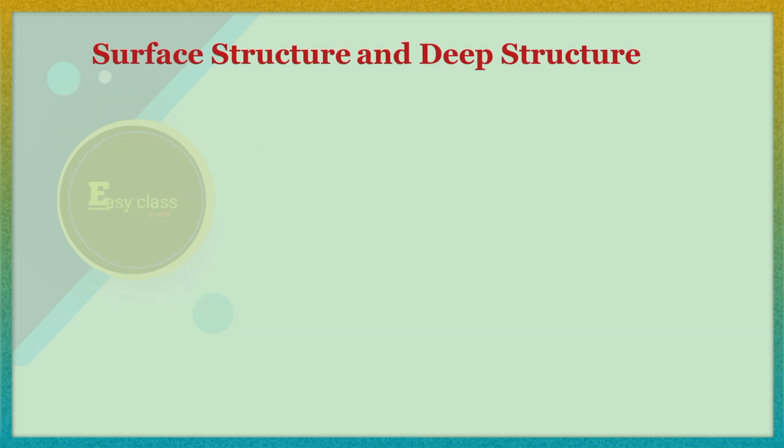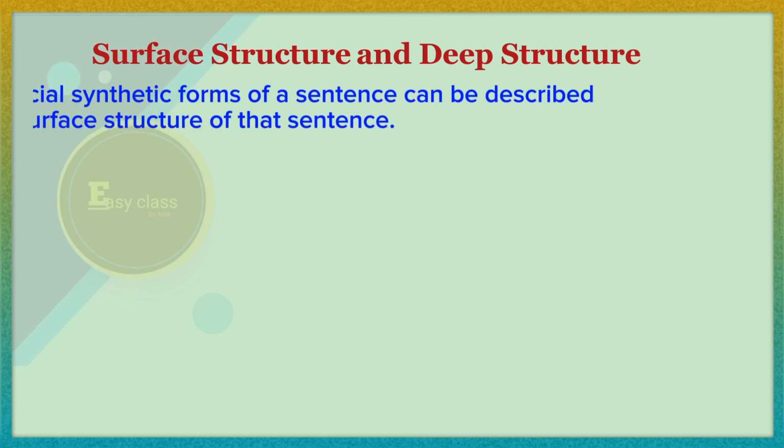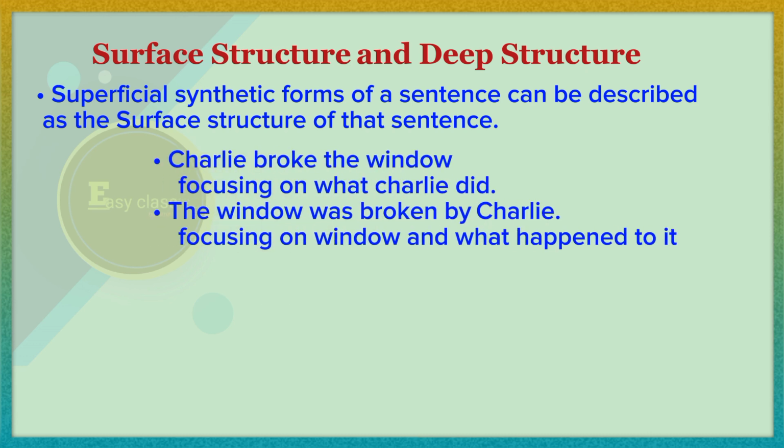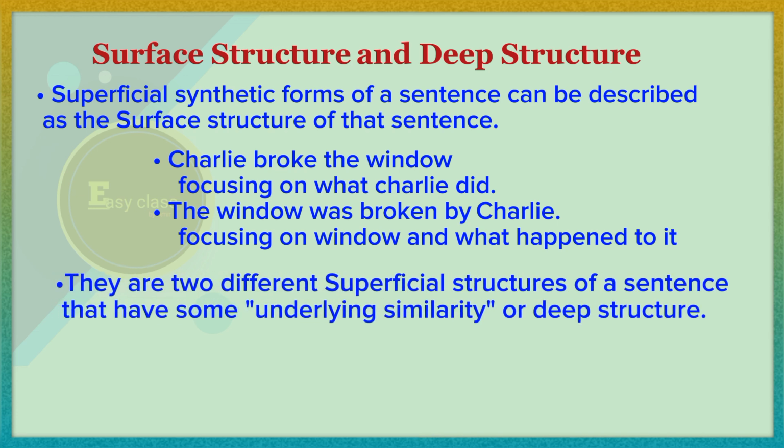Surface structure and deep structure. Superficial syntactic forms of a sentence can be described as the surface structure of that sentence. For example, Charlie broke the window, and the window was broken by Charlie. They are two different superficial structures with sentences that have some underlying similarity, or deep structure. In traditional grammar, the first sentence is called an active sentence, focusing on what Charlie did, and the second is a passive sentence, focusing on the window and what happened to it.